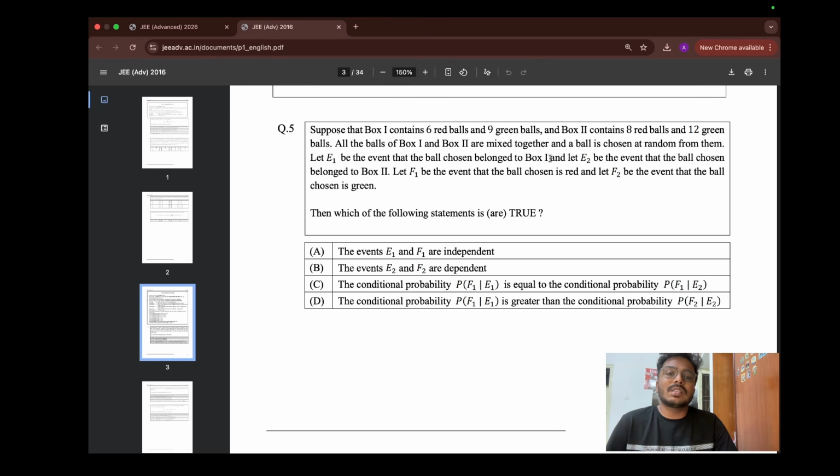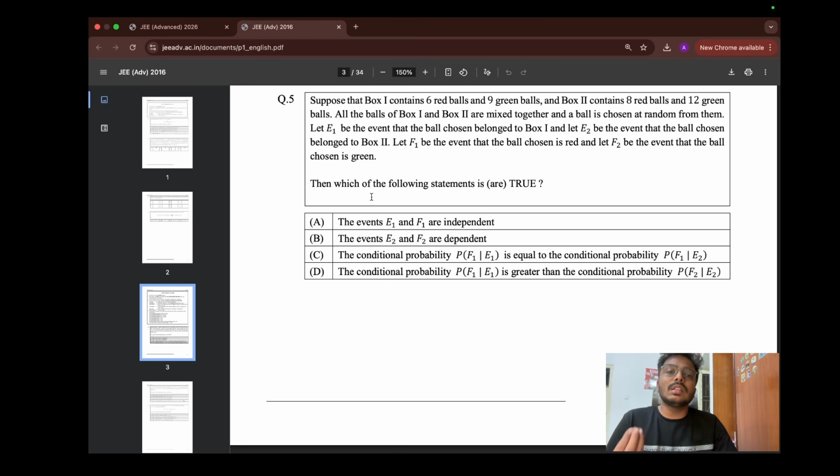What is that probability? That is pretty straightforward. The probability P of E1 is simply 15/35, and E2 is simply 20/35, and F1 be the event that the ball chosen is red. You just have to add up the total red balls and then divide it by the total number of balls. You'll get the probability. Similarly, F2 is the probability that the ball chosen is green. So you have all the probabilities. Writing these probabilities E1, E2, F1, F2 is a very easy task again. Nothing complicated here, nothing tricky here.